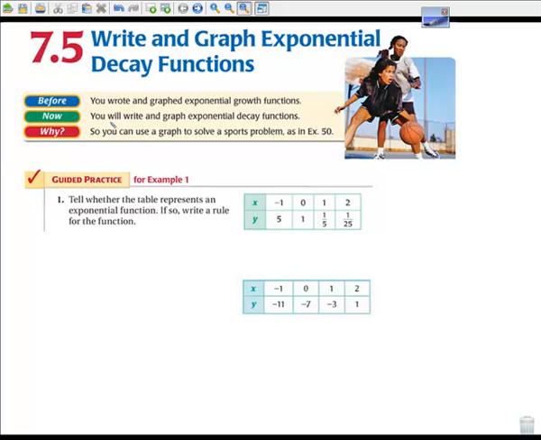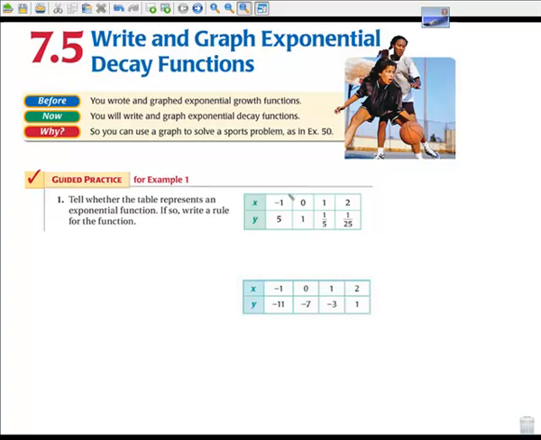Lesson 7.5 is writing and graphing exponential decay functions. Yesterday and the day before we were looking at growth functions, and now we're going to look at decaying. First, they're going to ask you to tell whether the table represents an exponential function. If so, write the rule for the exponential function.